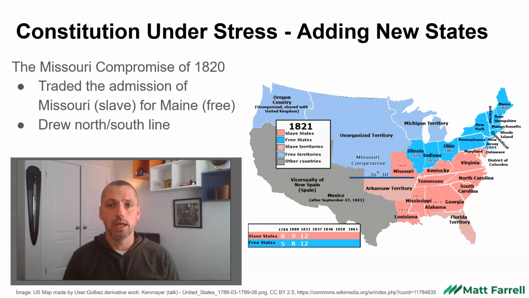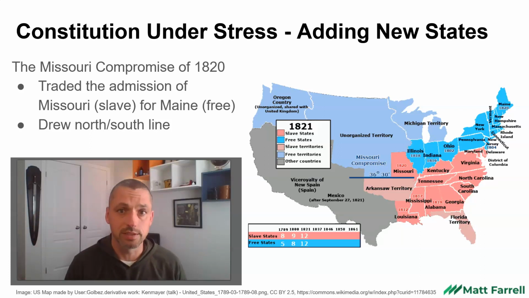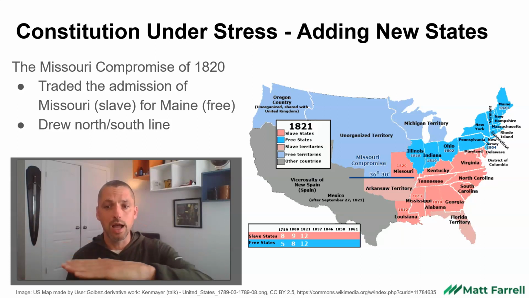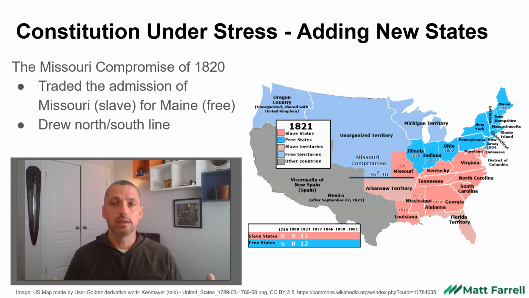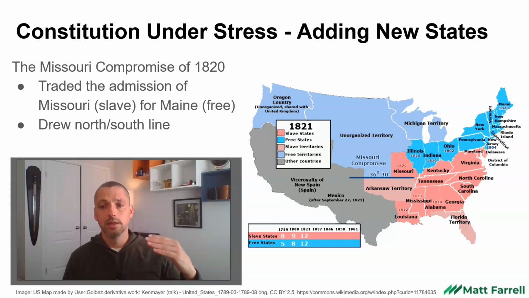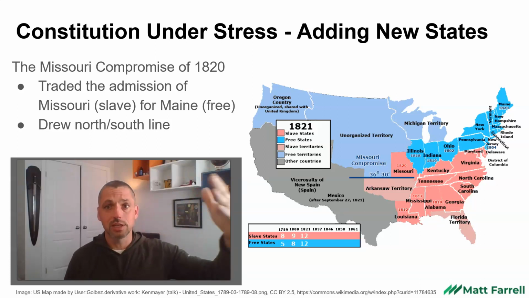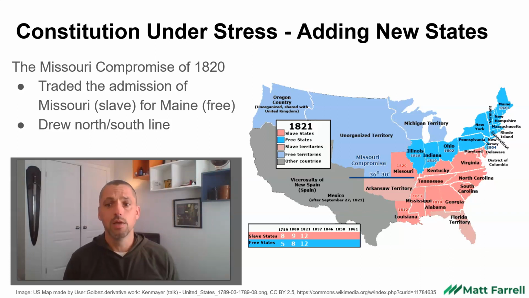Maine could come in as a free state, Missouri would come in as a slave state, but then we would draw a line. And that would be the line that demarked future slave states versus free states. Any state that was admitted to the Union above the line would be a free state. Any state admitted to the Union below the line would become a slave state. And that took away any ambiguity and sort of reduced the potential for future conflict.